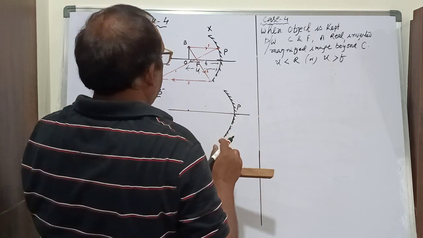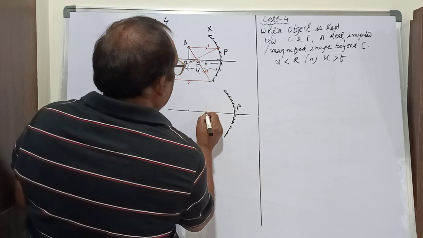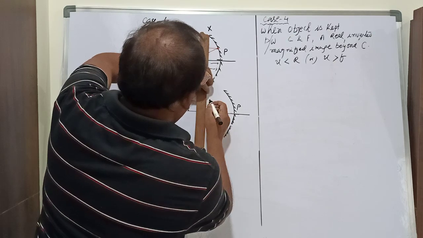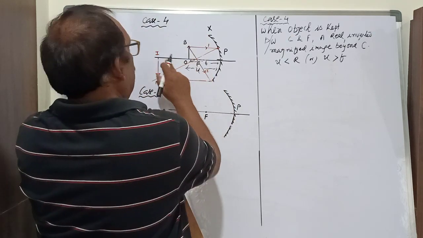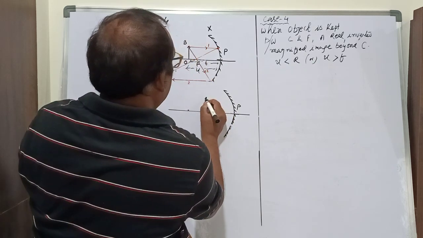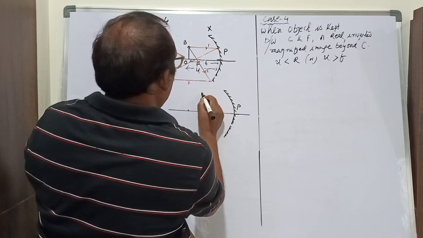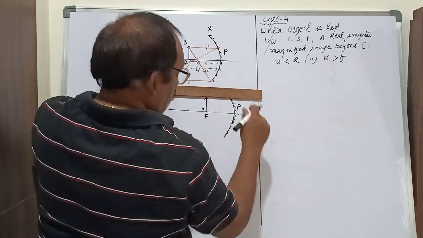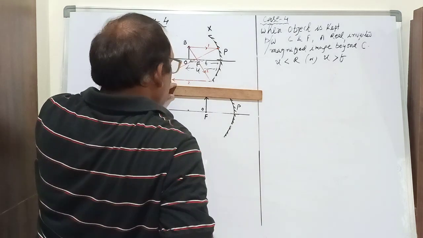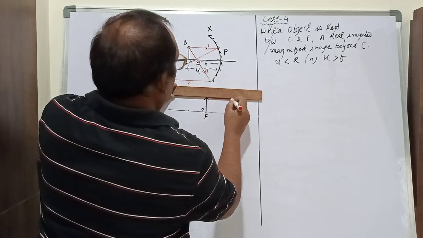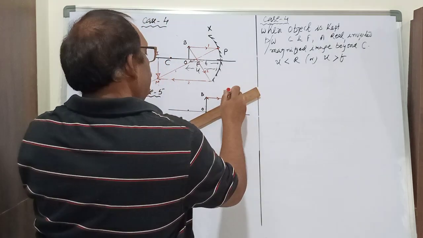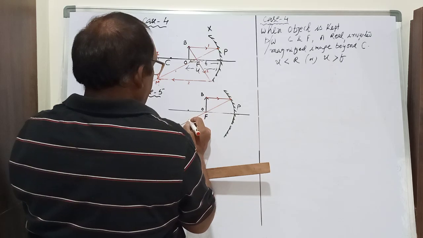This is called the principal axis, and this will be the focus of the mirror, and an object is placed at the focus. Earlier it was in between, now it is at the focus. The same size of object is placed. This is OB. The first incident light ray is parallel to the principal axis, so it has to travel to the principal focus like this.